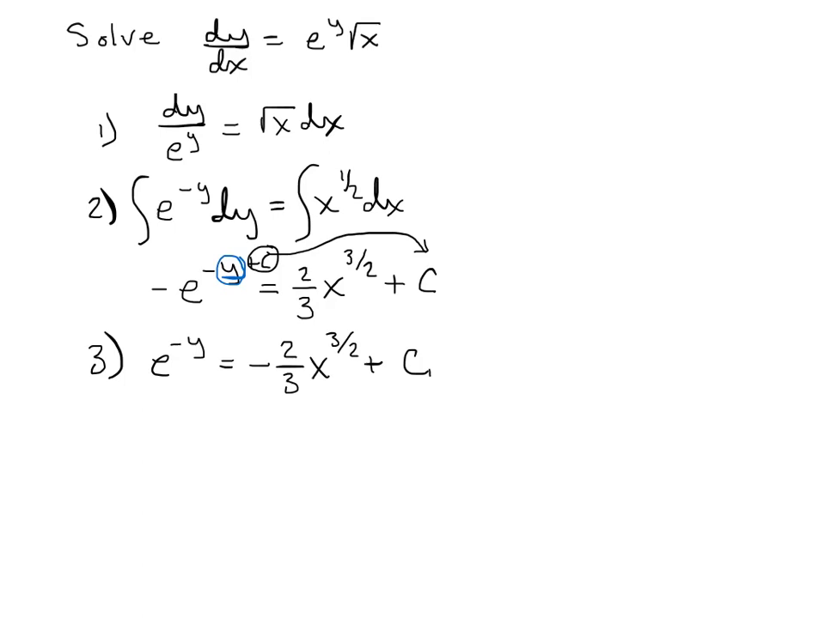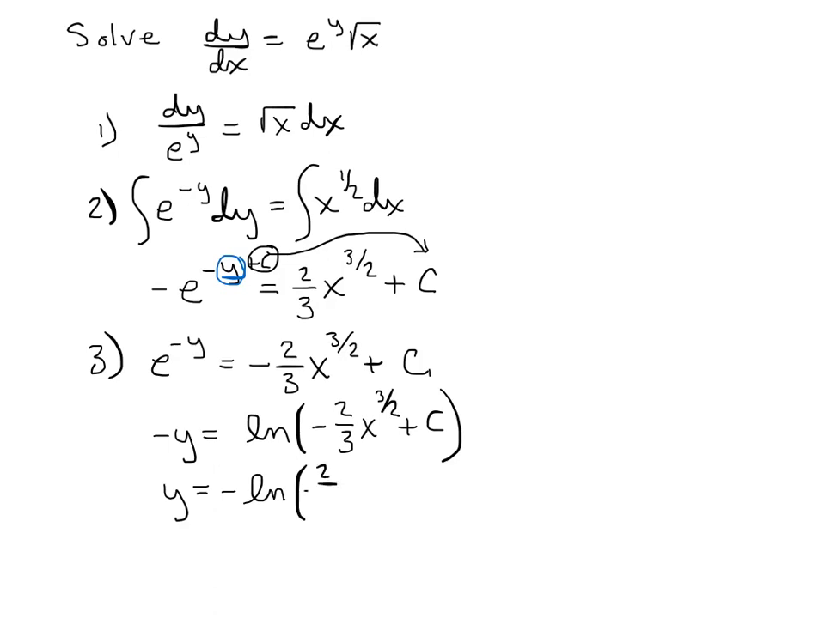All right, next I'm going to take the natural log, because now I have e. So if I take the natural log of the left side, I get negative y. If I take the natural log of the right side, well, I get natural log of everything that's on the right side. And then I multiply by a negative. So y is going to equal the negative natural log of negative 2/3 x to the 3/2 plus c.